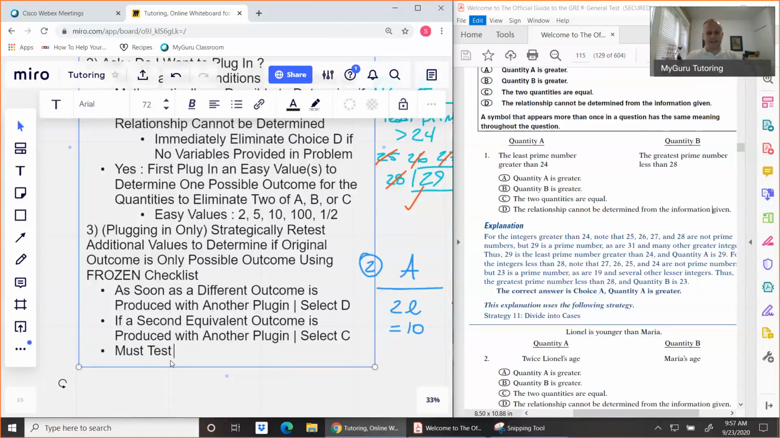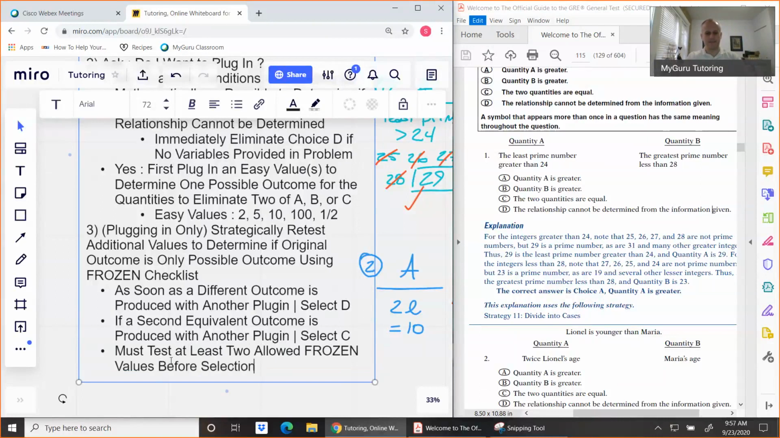Now, you must test at least 2 allowed values before selecting either A or B. So if you get quantity A is greater, you've got to test 2 things to make sure that it doesn't happen again.